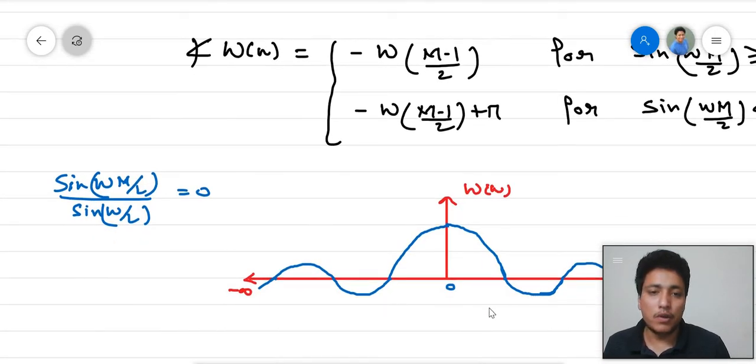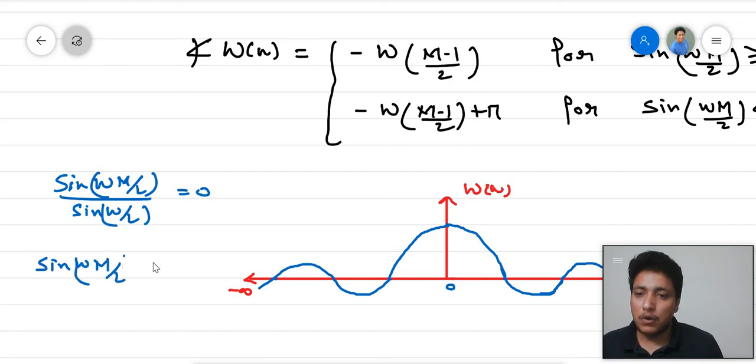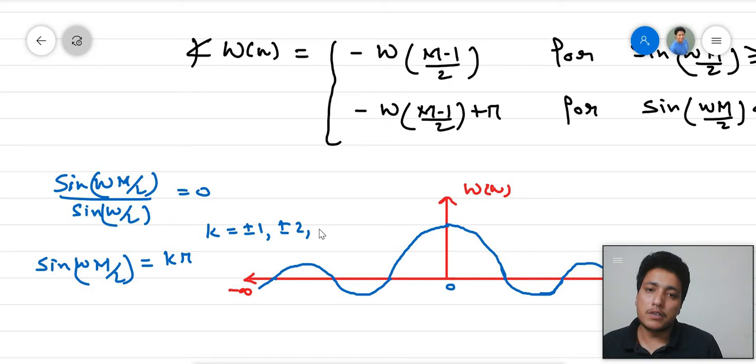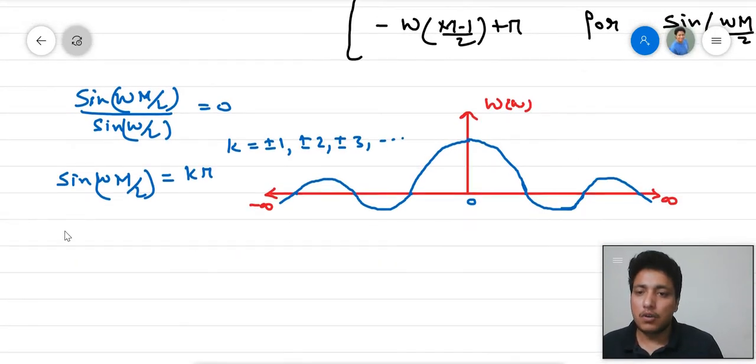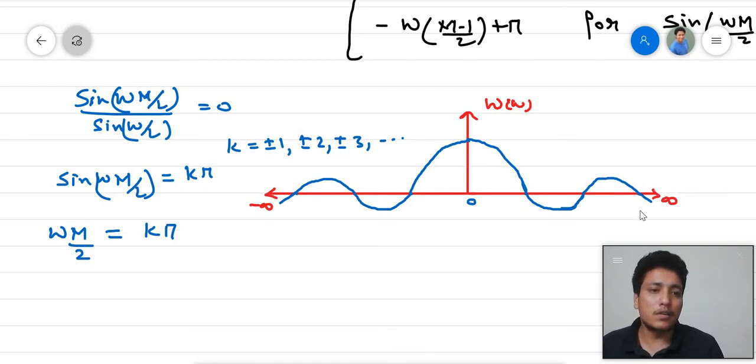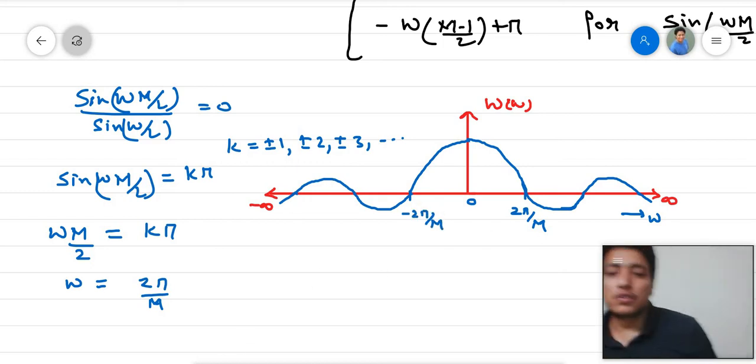Zero crossings we want to find out, because we are interested in finding out the width of the main lobe, that is sin(ωM/2) should be equal to kπ, where k is equal to plus minus 1, plus minus 2, plus minus 3 and so on. So ωM/2 is equal to kπ. For the first zero crossing, k equals 1. So ω is equal to 2π/M. So the first crossing is at 2π/M, second is at this side, minus 2π/M, and so on. So what does it mean?